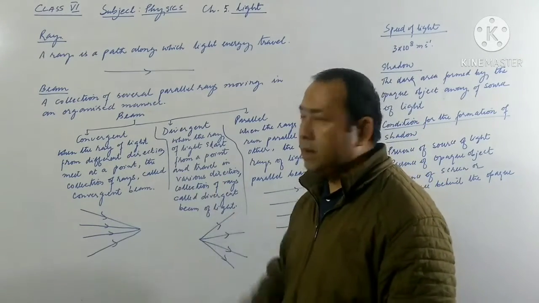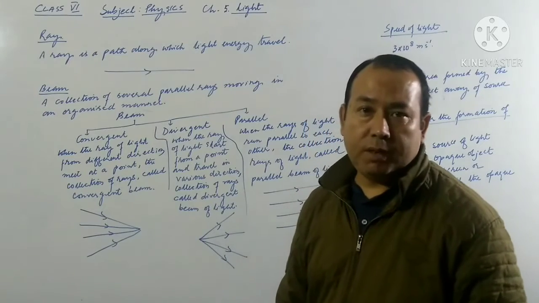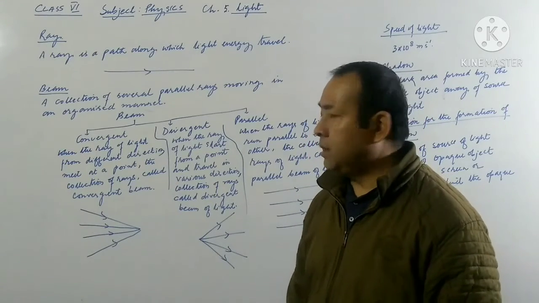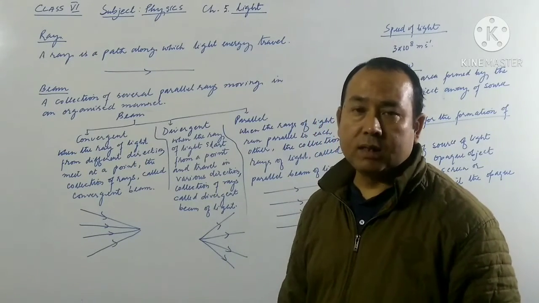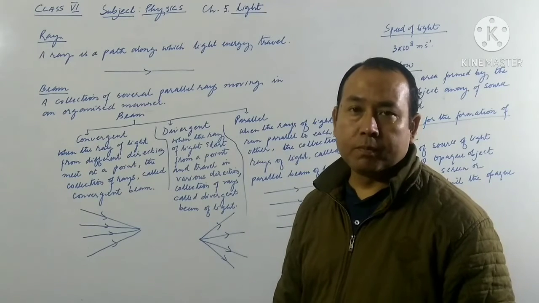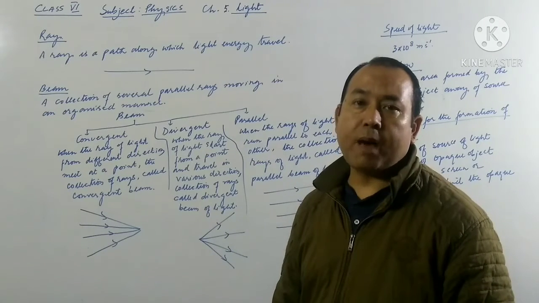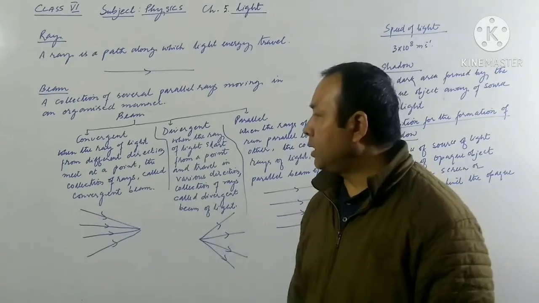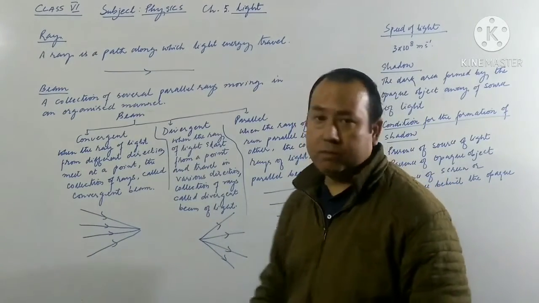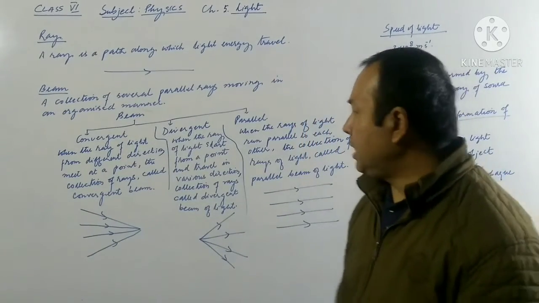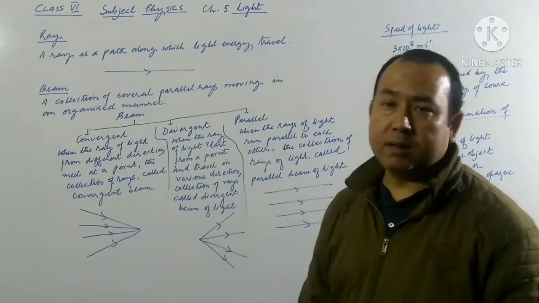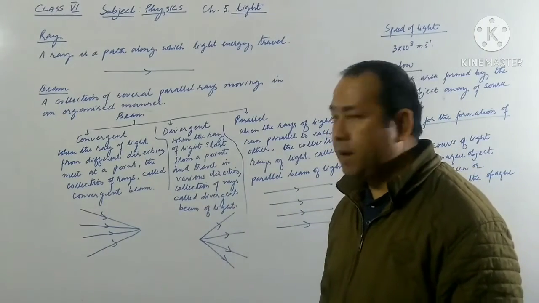Then after that comes the classification of beam. This beam of light can be further classified as convergent beam, divergent beam, and parallel beam of light. There are three different types of beams: convergent, divergent, and parallel. Now let us try to understand them.